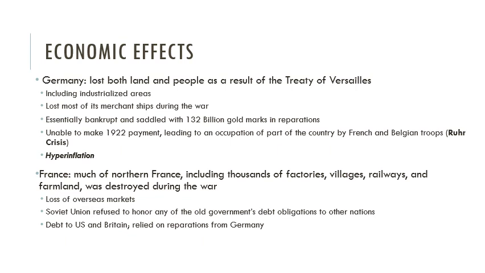They lost a lot of their merchant ships during the war, pretty much bankrupt. They were saddled with a lot of debt, had to pay back reparations. In 1922, they were unable to make their payment, and that led to the occupation of part of Germany by French and Belgian troops. It's called the Ruhr crisis. So diplomatically and economically, that was causing problems.